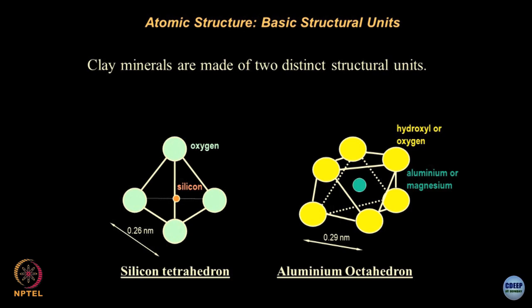Silicon is here. Look at the atomic size, 0.26 nanometers. You have silicon at the center and then 4 oxygen atoms, clear? And then when you have the aluminum octahedron, you have alumina or magnesium, followed by either a hydroxyl ion or an oxygen atom. Is this correct? So these are the basic units. The rest of the things is the combination of this. So we have octahedron, we have tetrahedron, and a combination of these is going to form clay minerals.